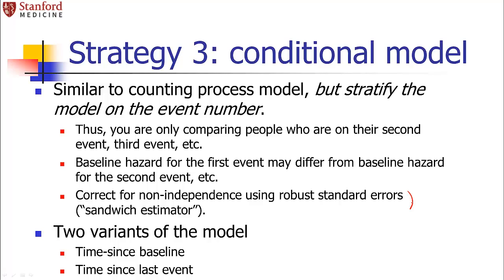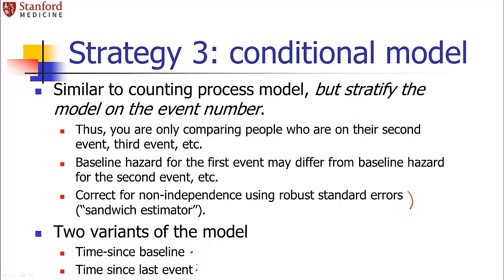Now there's two variations of the model. There's kind of two different ways of counting time in this model. So I'll show you both ways. You can see both ways in the literature. You can just count time from baseline, the way we did in the counting process model. Or you can restart the clock every time there's a new event and count time since last event. And I'll show you the difference of those.